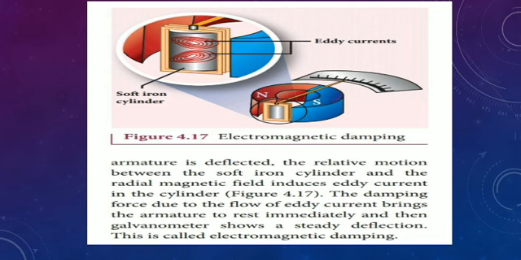Okay students, so this we call electromagnetic damping in galvanometers. These are the applications of eddy current. Eddy current is used in induction stoves, braking systems, testing purposes, and electromagnetic damping.